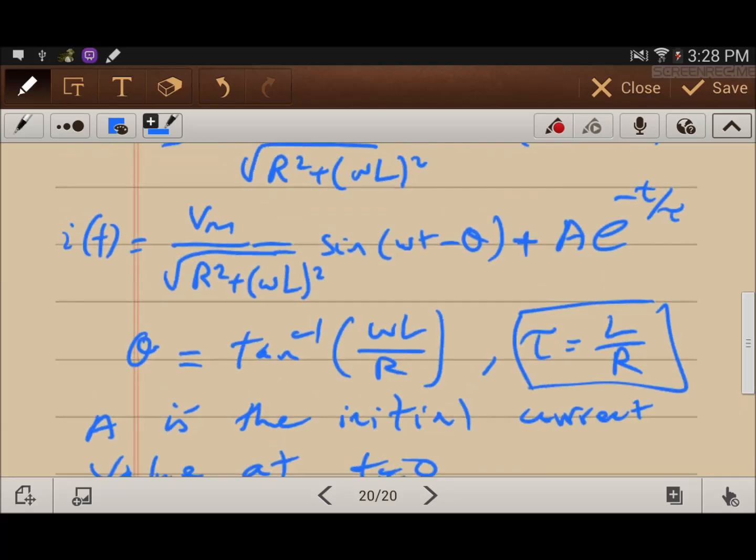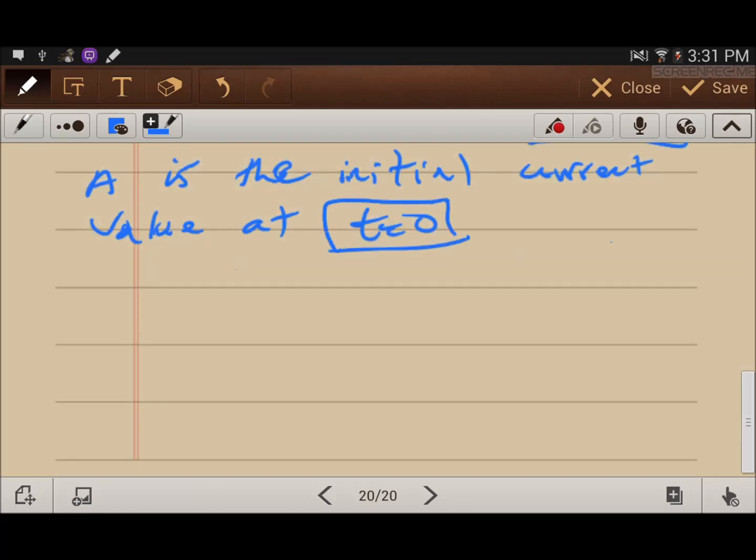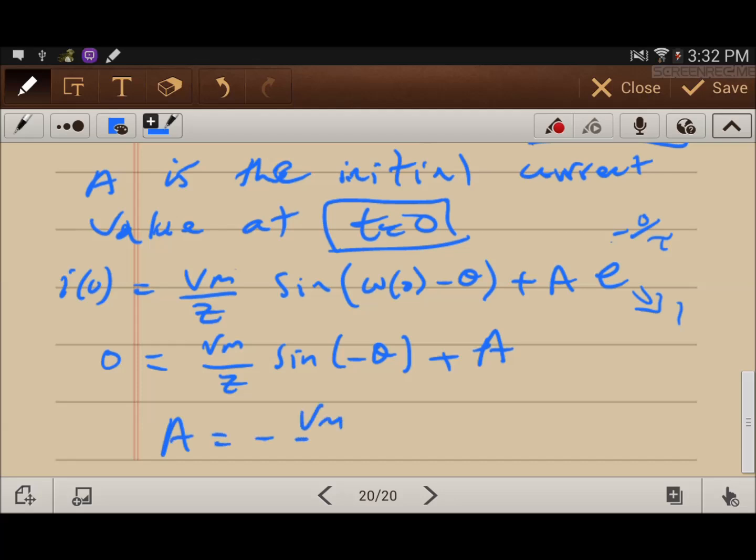So if I take this equation at time 0, at which the current will equal 0, at time equal to 0, 0 equals V maximum over Z sine omega multiplied by 0 minus theta plus A, the constant, e to the minus 0 over tau. So 0 equals V maximum over Z sine minus theta plus A, since this exponential is equal to 1. Then A is equal to minus V maximum over Z sine minus theta, and since this is minus, the minus goes here and makes it positive.